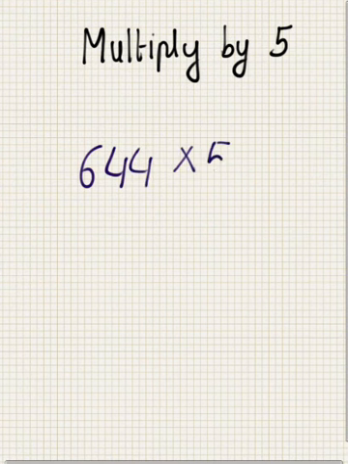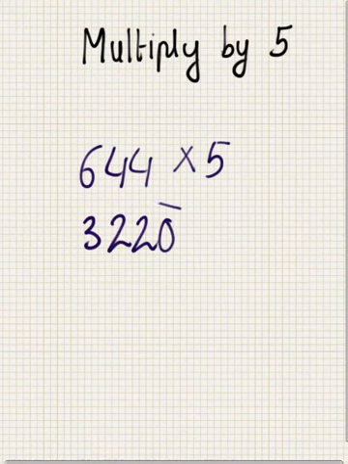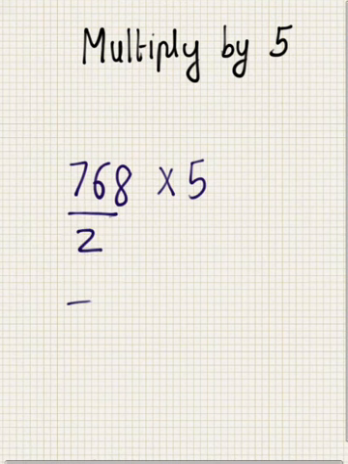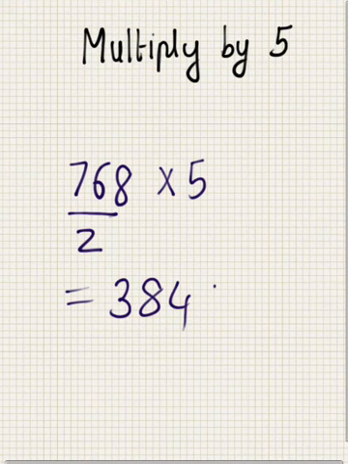Now multiplying a number by 5 is super easy. So let's say I have the number 644 times 5. You halve this, so 644 over 2 is 322, and add a 0. That's your answer. 768 times 5. So 768 over 2 is 384, and then add a 0. That's your answer. Pretty simple.